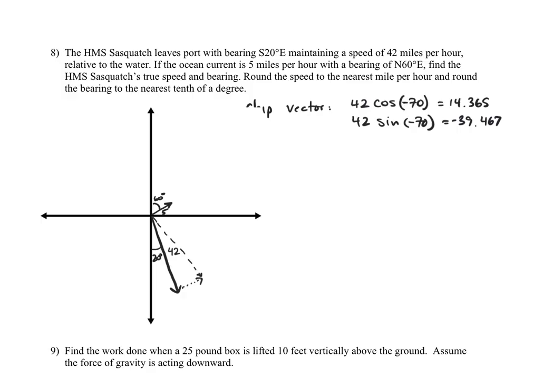Now for the current vector, magnitude is 5. And the bearing here is 60 degrees east of north. So that's 30 degrees from the horizontal. So that's cosine of 30, or about 4.33. And then for the vertical component there is 5 times the sine of 30.